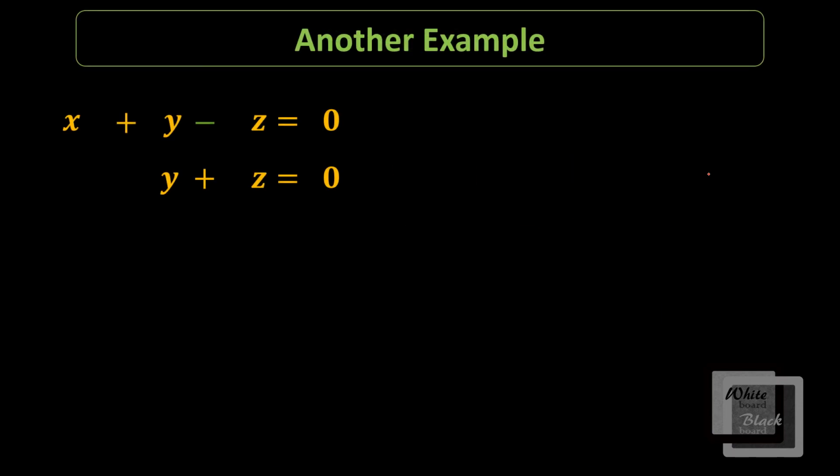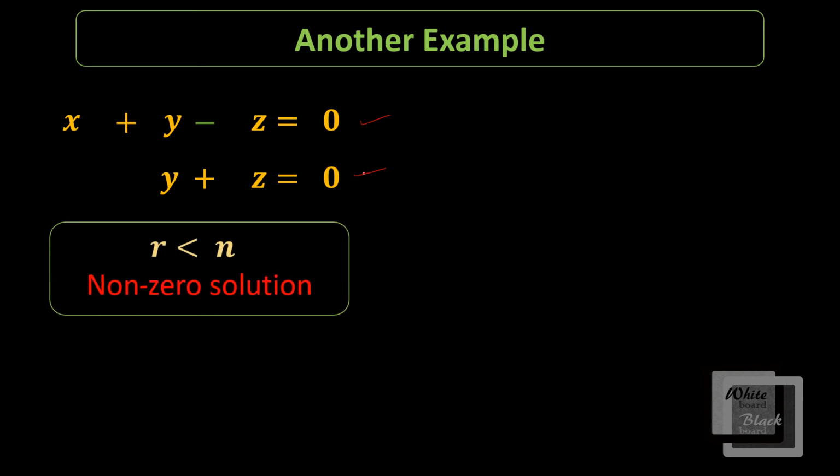Take another example: x plus y minus z equals 0, y plus z equals 0. Now in this example you have two homogeneous linear equations and three unknowns. These two equations are equations of planes and r is less than n.